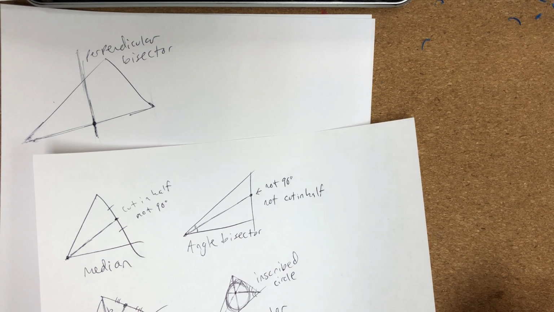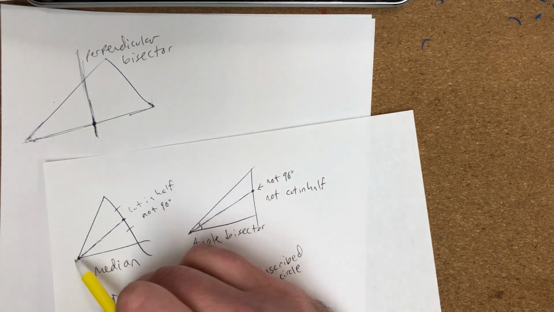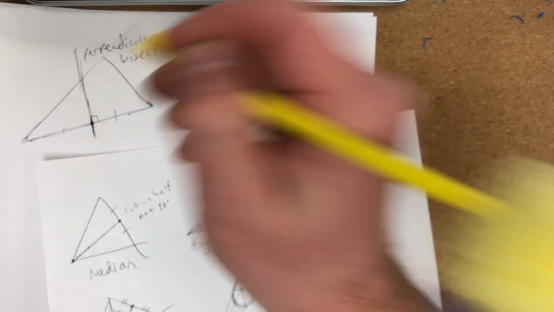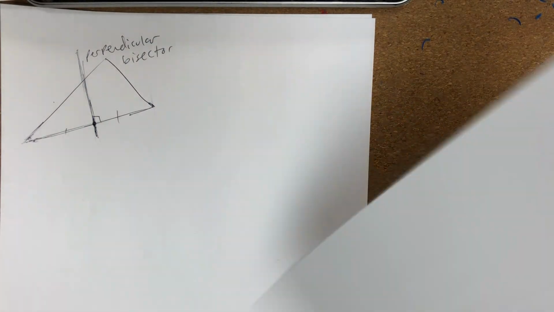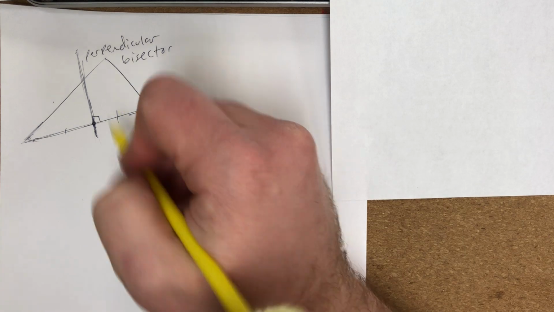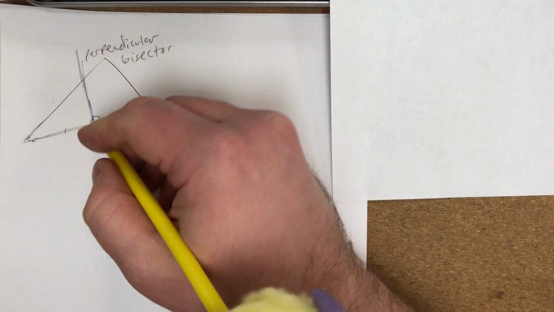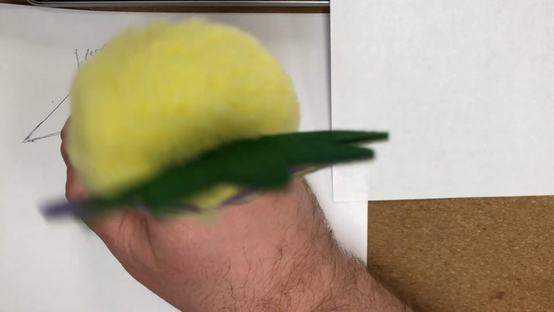So let's talk about how this is different than these two. Both of these we started at an angle. This one we start actually at the midpoint of a side. So this is the only one that starts at the midpoint of a side. It's called perpendicular bisector. It must cut the side in half. It must be at a 90-degree angle. It does not have to cross the vertex.